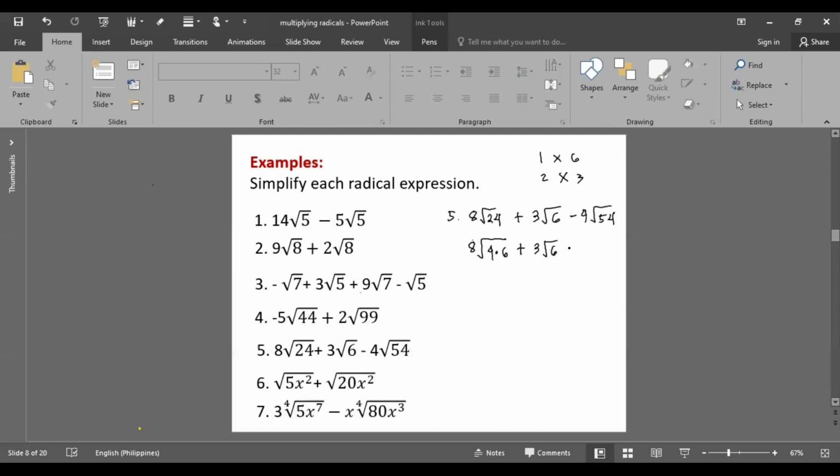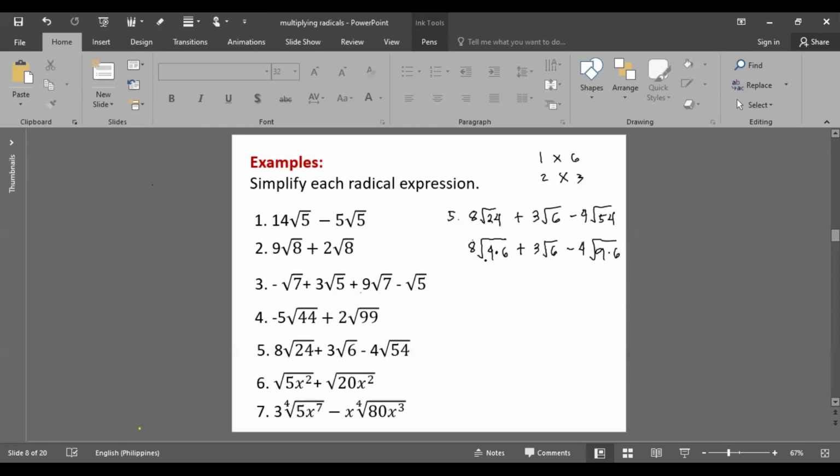Let's have the third term. Minus 4 the square root of what? What are the factors of 54 wherein one of those factors has a square root? It's 9 times 6. 9 times 6 is 54, wherein 9 has a square root.